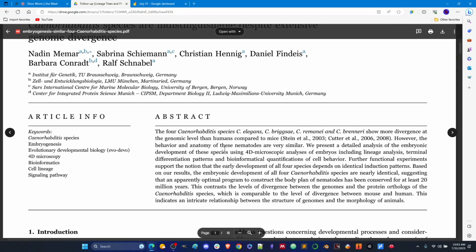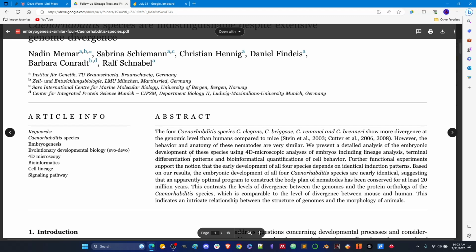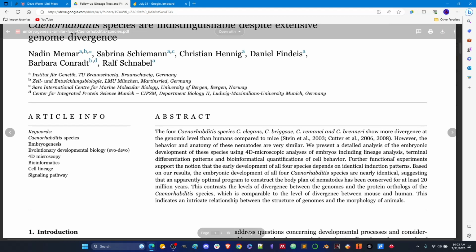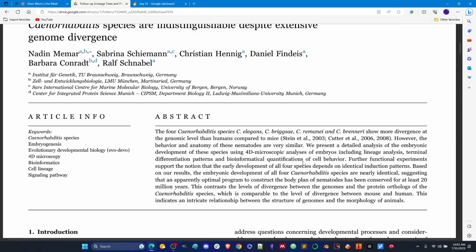However, the behavior and anatomy of the nematodes are very similar. So when you look under a microscope, they look very similar. But we know that there's a lot of genomic divergence. So we present a detailed analysis of the embryonic development of these species using 4D microscopy analysis of embryos, including lineage analysis, terminal differentiation patterns, and bioinformatics quantifications of cell behavior.